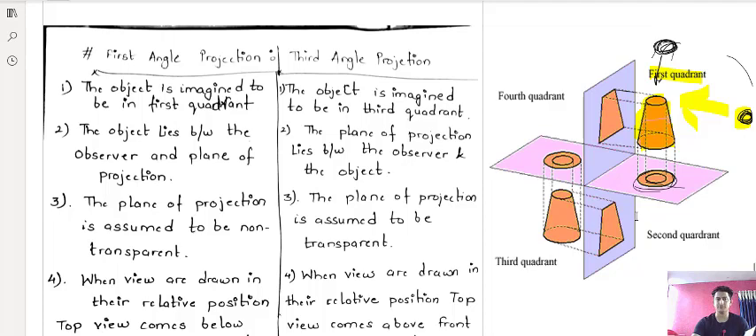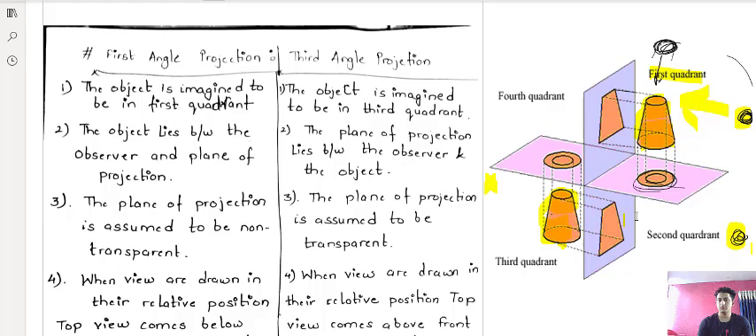And in case of third angle projection, the object is in the third quadrant. Now it is not the case that the observer will be here. This is not possible. In case of third angle projection, the observer is still in this area. Now, one difference is that in case of first angle projection there is the object in between the plane of projection and the observer, and in case of third angle projection there is the plane of projection in between the observer and the object. So I hope this part is clear.